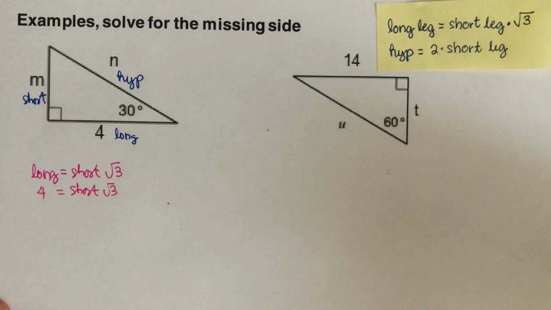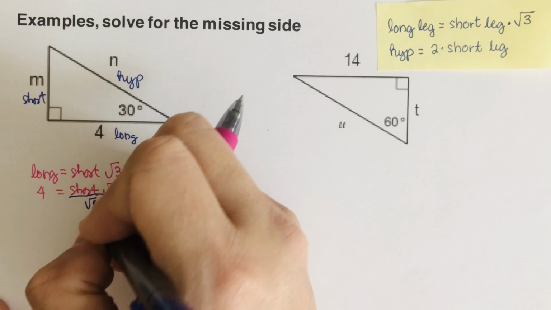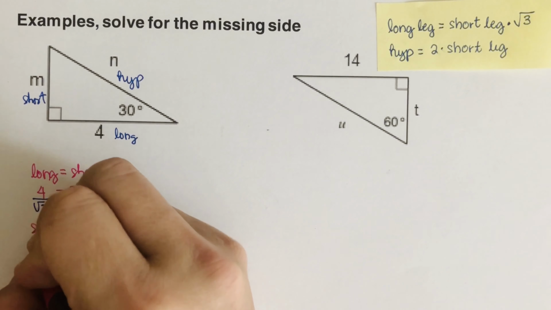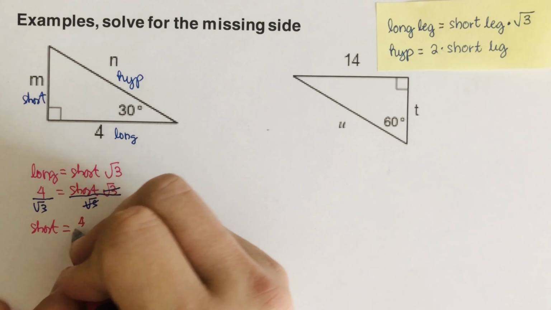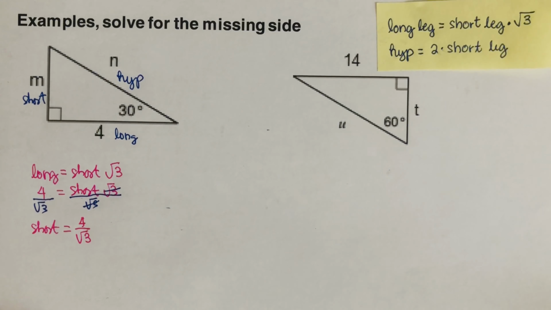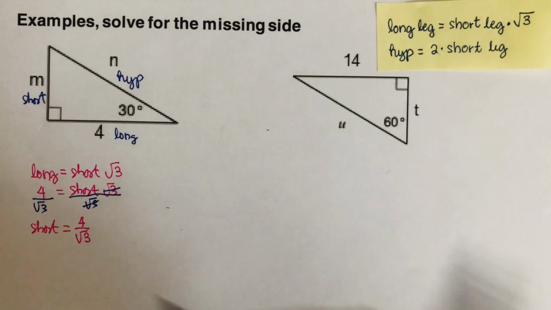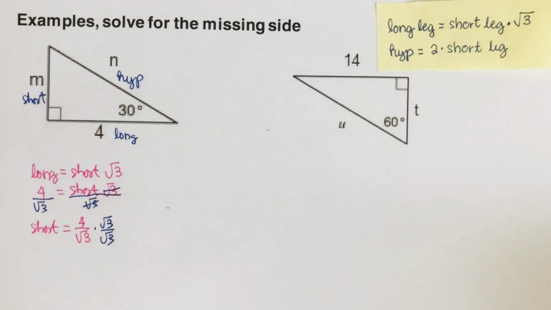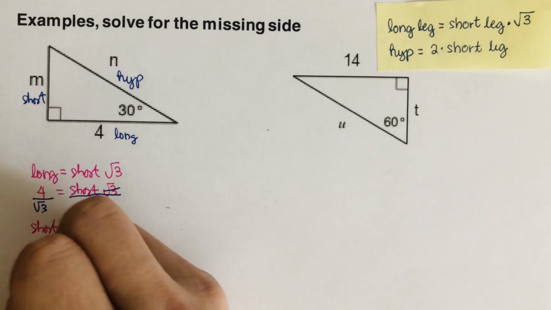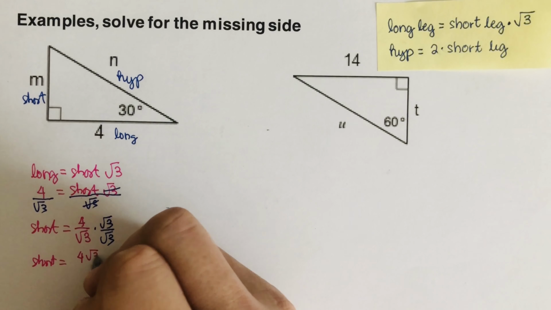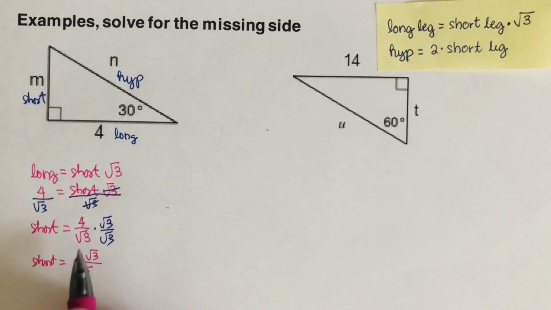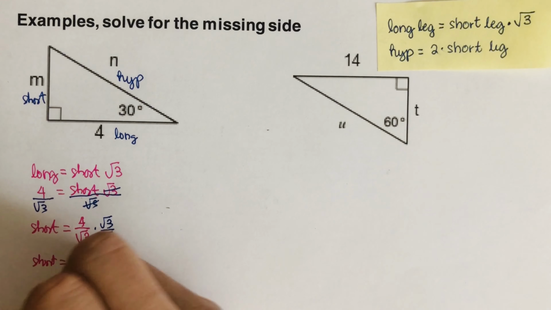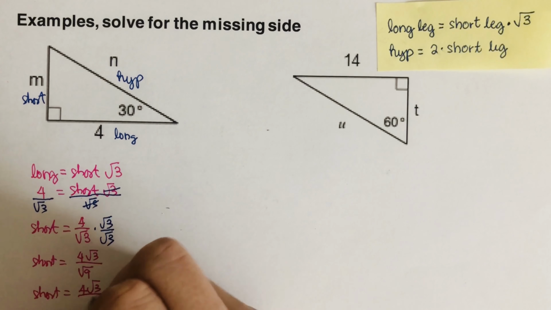I want the short, so I will divide both sides by square root of 3. Square root of 3 divided by square root of 3, I can cross this out. So I'm left with short is equal to 4 over square root of 3. Since a radical cannot be in the denominator, I'm going to multiply this by square root of 3 over square root of 3. So short is equal to 4 square root of 3 over square root of 9. Square root of 3 times square root of 3 is square root of 9, which is 3. So the short is 4 square root of 3 over 3.